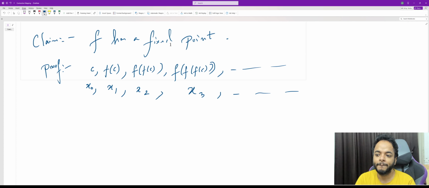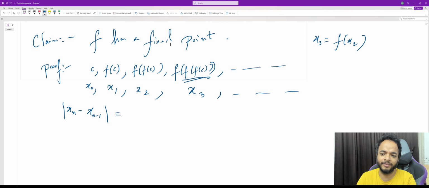So let's try to figure out the difference between two consecutive terms of the sequence. So xn minus xn minus 1. Now, what is actually xn? If you look at x3, what is actually x3? It's nothing but f of x2. What is inside is nothing but x2. So I can say that this is f of xn minus 1 minus f of xn minus 2.